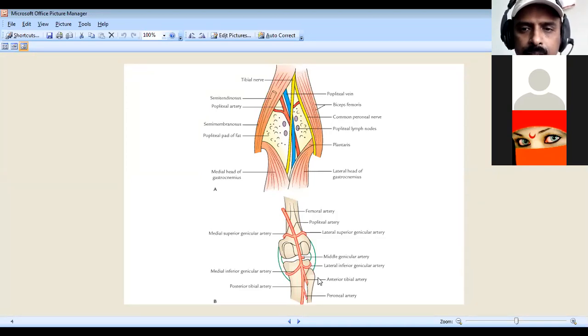The popliteal artery and popliteal vein give branches here. The popliteal artery gives the lateral superior genicular artery, medial superior genicular artery, lateral inferior genicular artery, medial inferior genicular artery, and the middle genicular artery. These are the branches we get in the knee region. Sometimes the question asked is the anastomosis around the knee joint, and at that time you also have to write it.